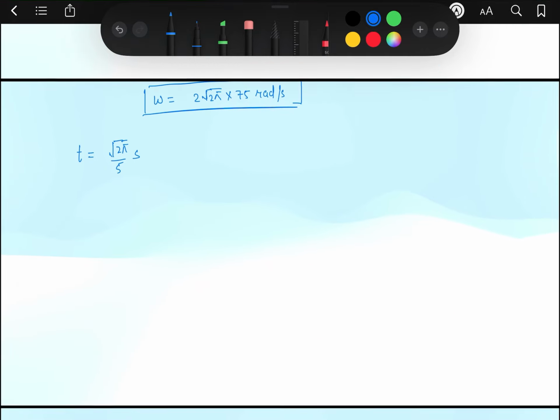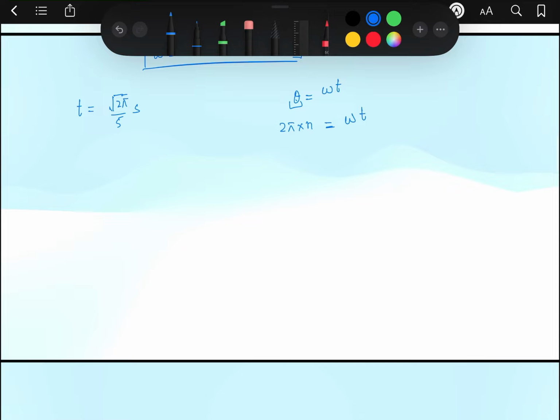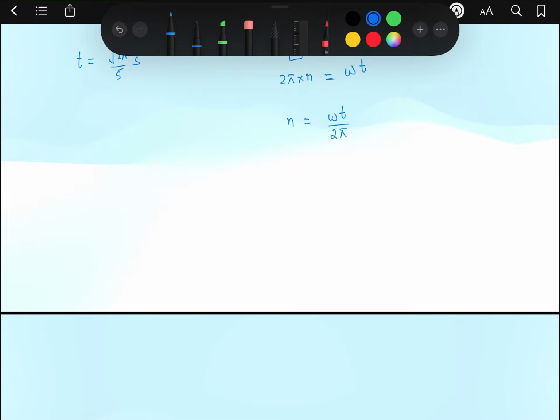Okay, since we know that angular displacement theta is equal to omega into t, this is the angular displacement this coin will travel in this time period. The value of this theta will be 2 pi into n, the number of rotations, that will be equal to omega into t. So now we have to find out the value of this n only. So n will be equal to omega t divided by 2 pi. Okay, so let me substitute all the values here.